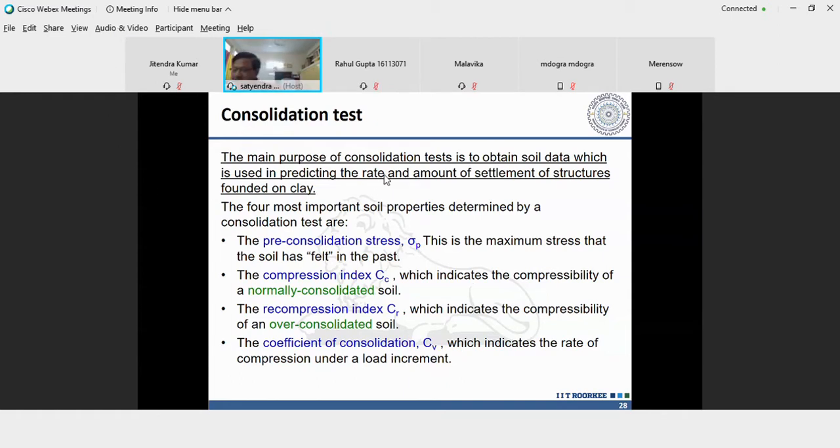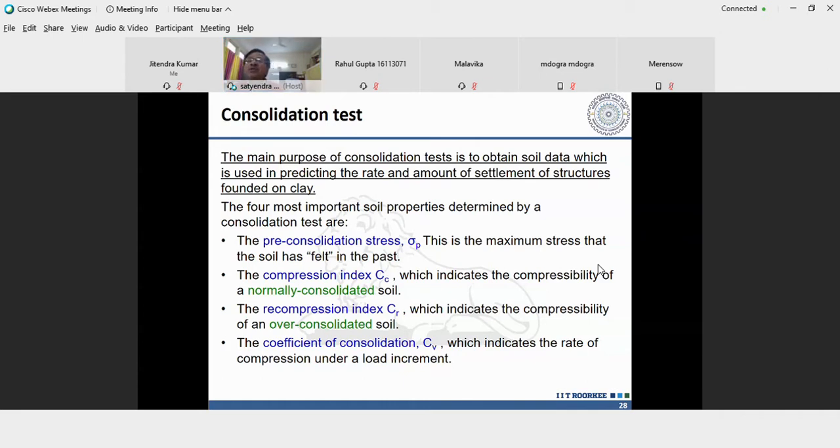So I'll continue from yesterday's discussion. I'll be discussing with you the consolidation test. Yesterday, meaning in the previous lectures, we had seen what is consolidation, what is the importance of consolidation, and now we will see how the consolidation test is conducted in the laboratory.